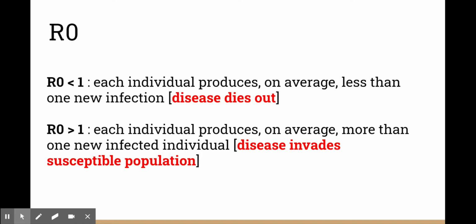Different things impact or affect the R naught. Why does the R naught go up or down? Why does it change over time? Why do some diseases have higher R naughts than others? It depends on a number of different things.